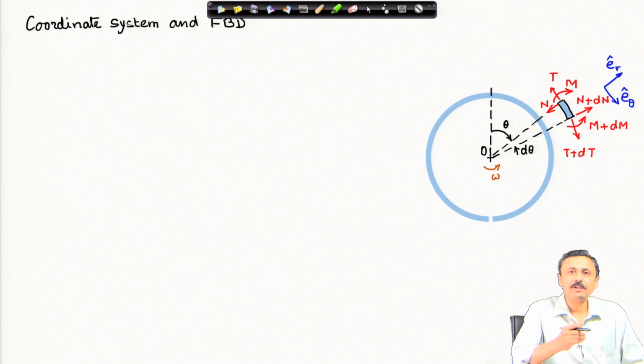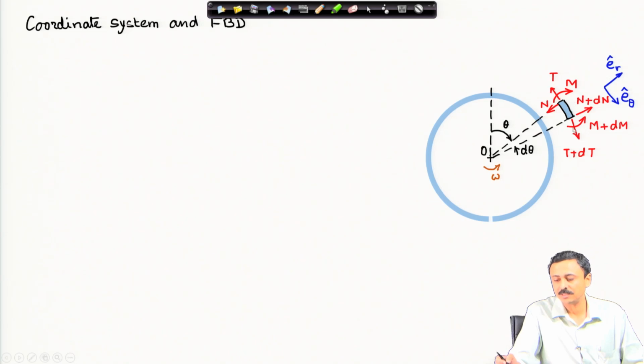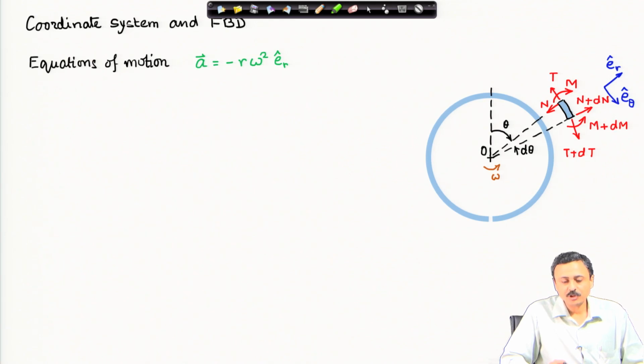Because these forces are varying with theta, I have shear force on the face at theta as N, and at the face of theta plus d theta I have the shear force N plus dN; it is varying with theta. Similarly, for the tension on the face at theta it is T, at theta plus d theta it is T plus dT, and the same way for the bending moment. Equations of motion of this element.